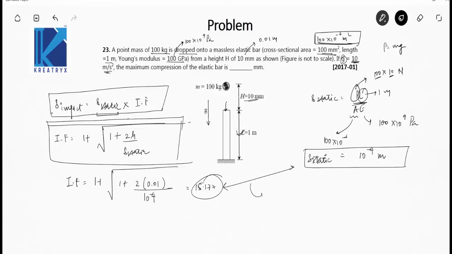Now I have impact factor and I have delta static. Multiply both of them and you will get delta impact. The value of the delta impact will be 10 to the minus 4 into 15.177 meters. Converting it to mm, because I have to fill the answer in mm, the value will be 1.5177 mm. So the answer will be 1.5177, the maximum compression of the elastic bar. Okay. Next question.